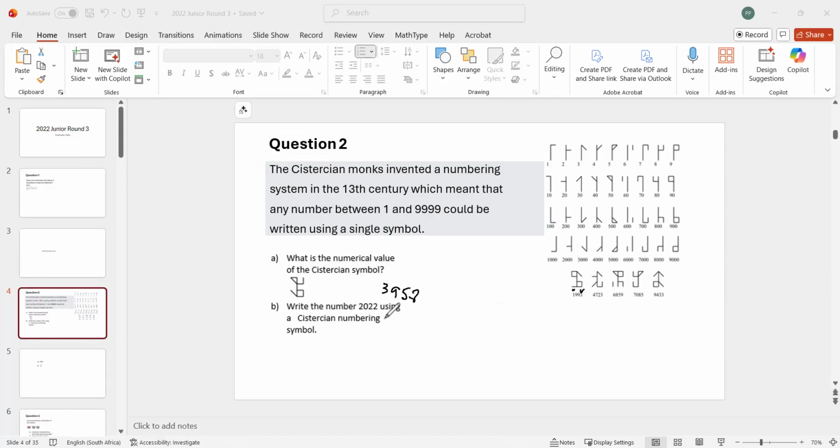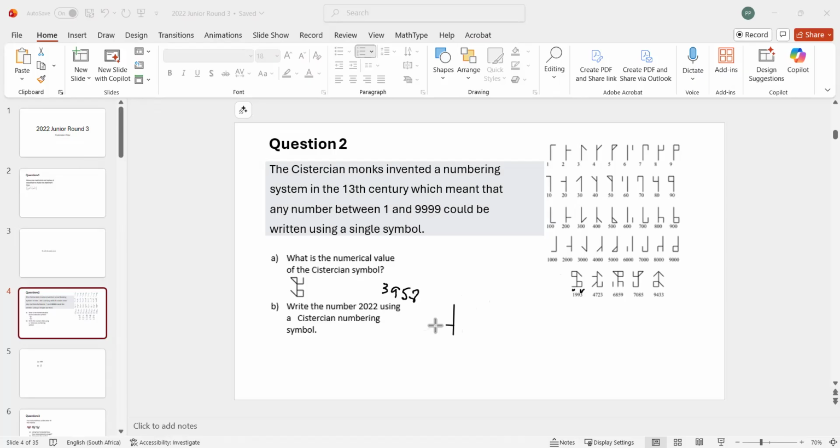Number. What number? Write down the number 2022 using the Cistercian numbering symbol. Very interesting. Let me do this. The 2000 is at the bottom here. So we put the vertical line and the 2000. We have to start from the bottom. So it's here, the lower line.